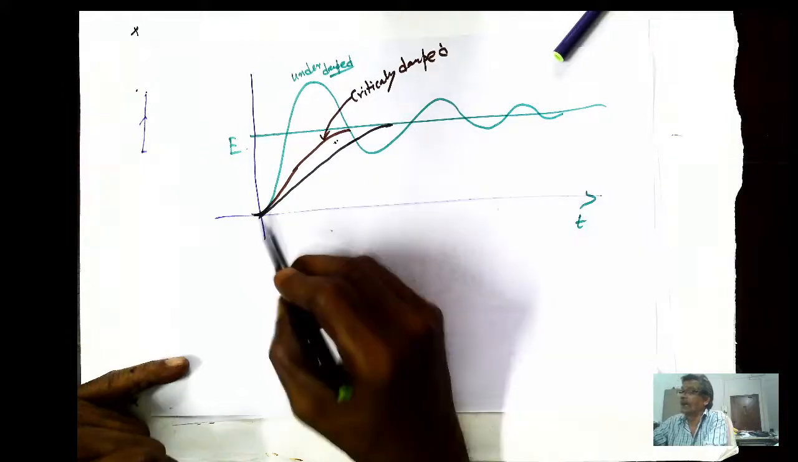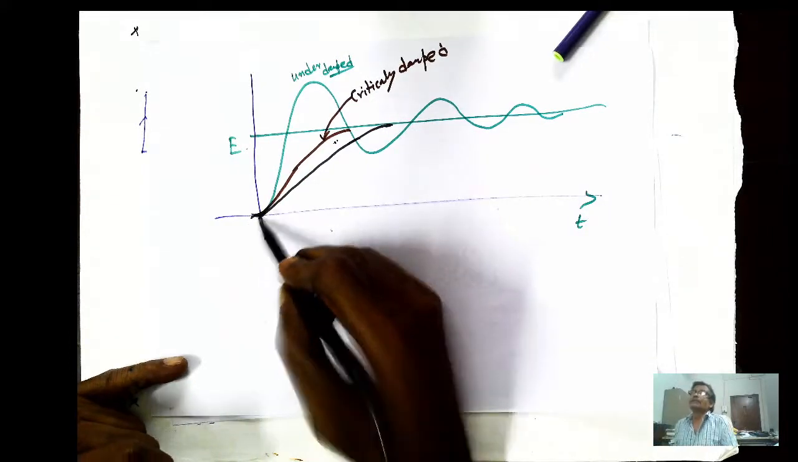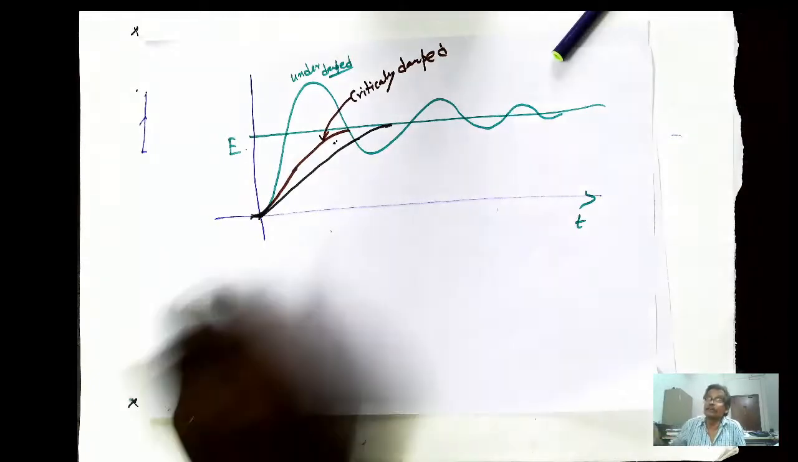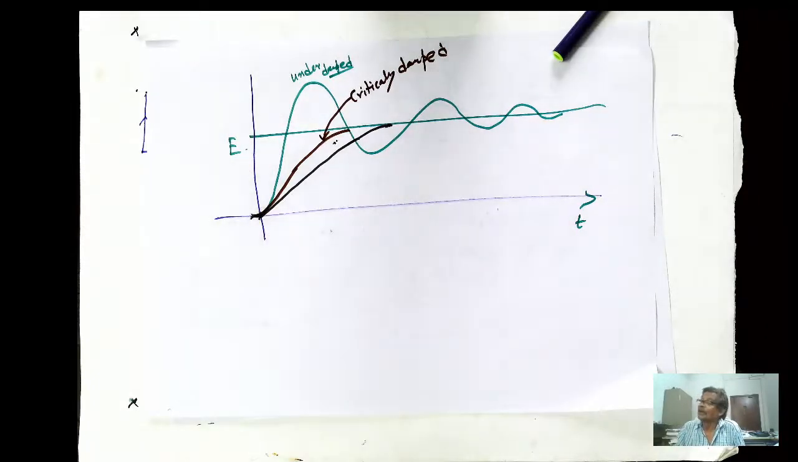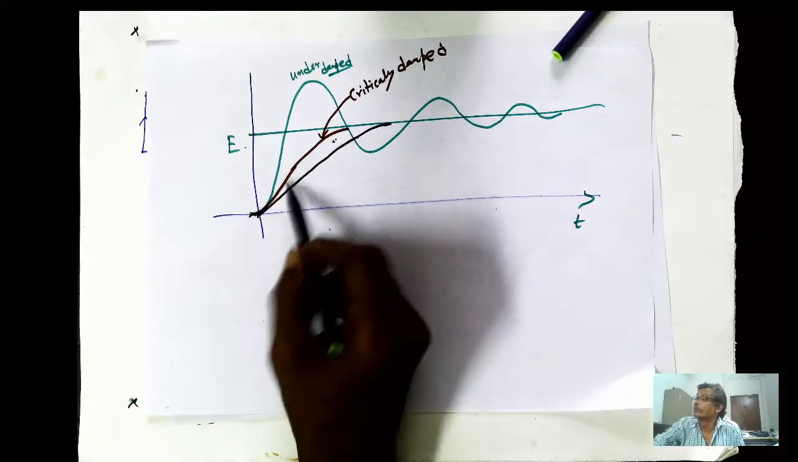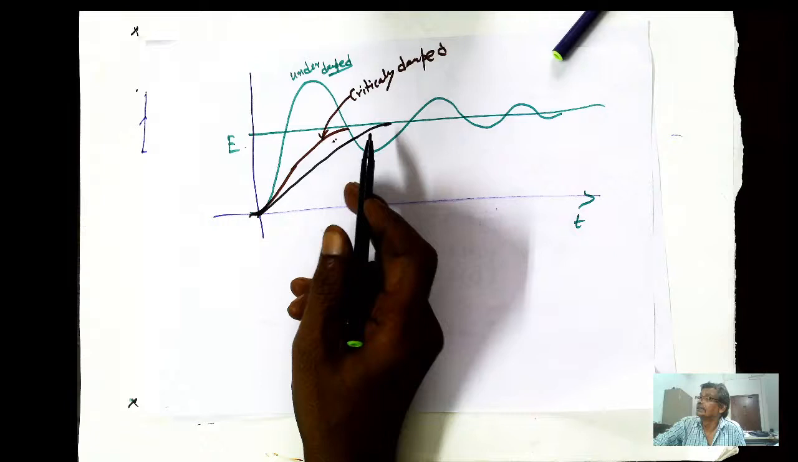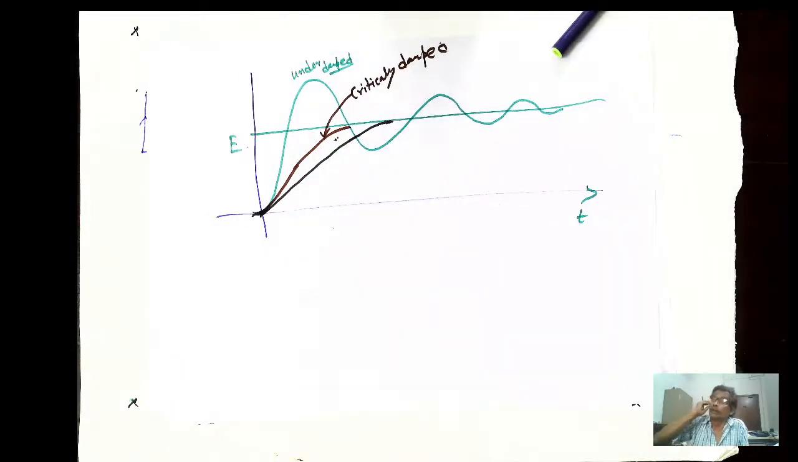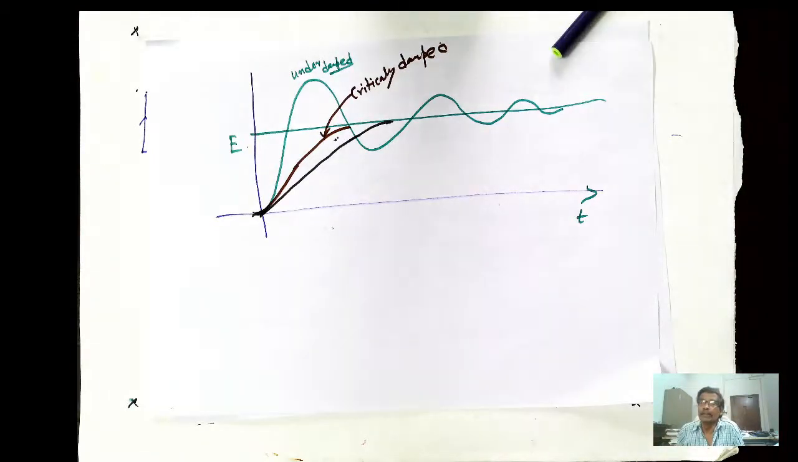Of course, at t equal to 0, in all these cases the slope dV/dt must be 0, because the current has to be 0. So it will have a bend like this and then grow up. So these are the three situations with which the capacitor voltage will finally build up.